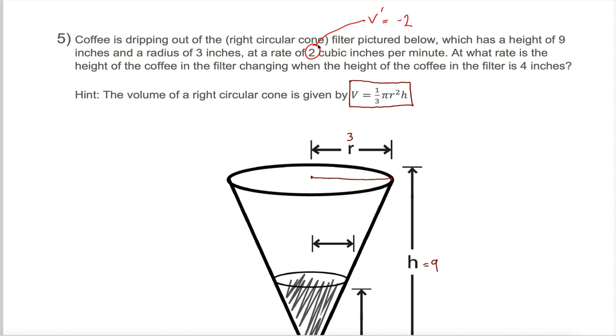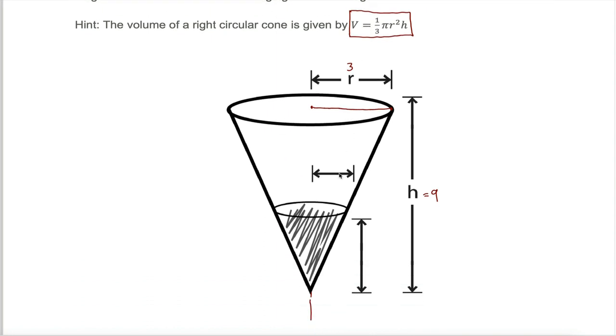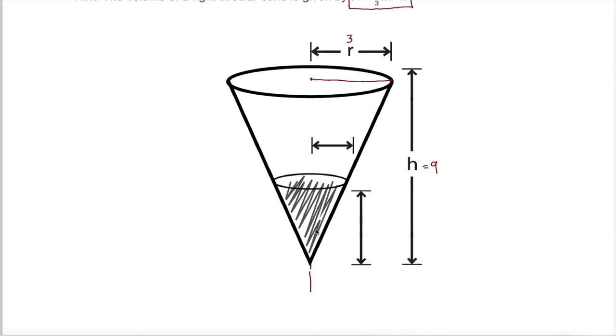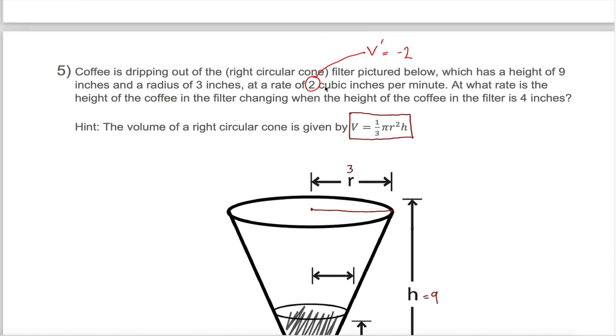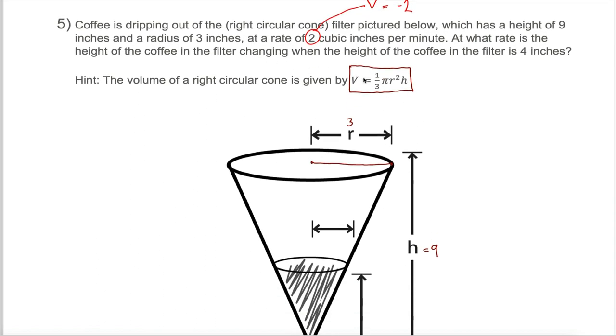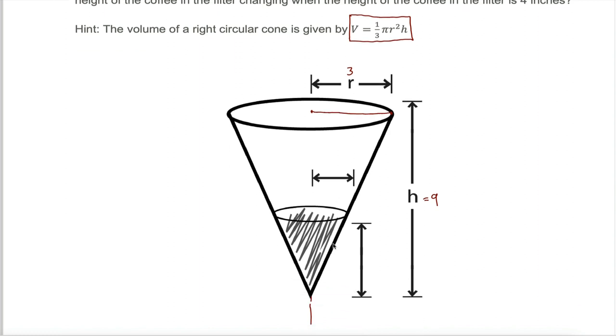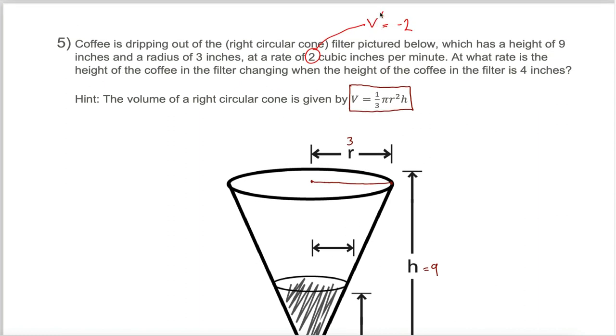Couple challenges here. Seeing that this represents the volume is not immediate. I mean, maybe the fact that the units are cubic inches would be your clue that this represents the volume. But I think the wording of this problem makes that a little bit challenging. The other comment is it's negative. Why is it negative? Because V represents the volume of the coffee in this cone, and the coffee is dripping out. So if the coffee is coming out at a rate of 2 cubic inches per minute, and V represents the volume that's still inside here, since the amount of coffee is decreasing, V prime is a negative number, negative 2.